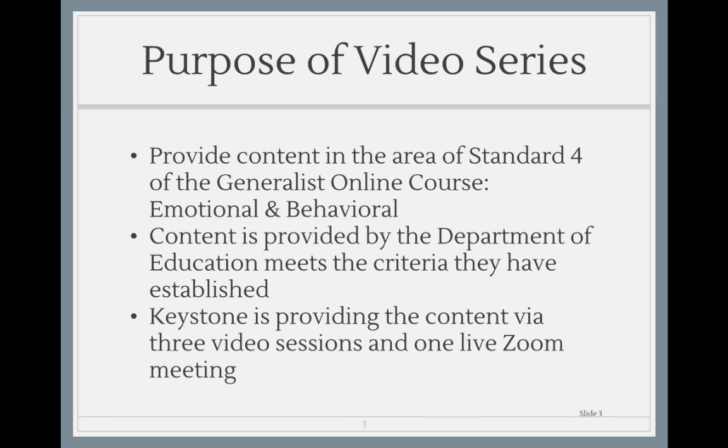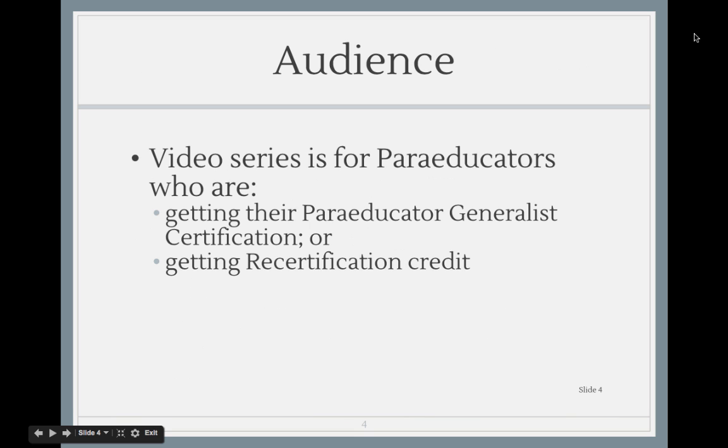The purpose of this video series is to provide content in the area of Standard 4 of the Generalist online course, which they call Emotional and Behavioral. The content is provided by the Iowa Department of Education and meets the criteria they have set forth. Keystone has chosen to provide the content through 3 video sessions and 1 live Zoom session to be held in April. Our intended audience for the video series is paraeducators who are getting their Paraeducator Generalist Certification or getting recertification credit.